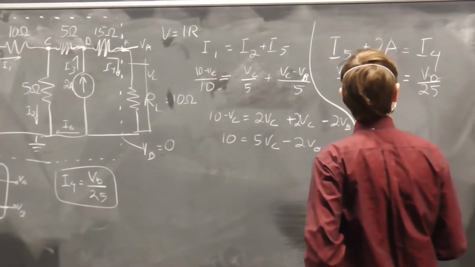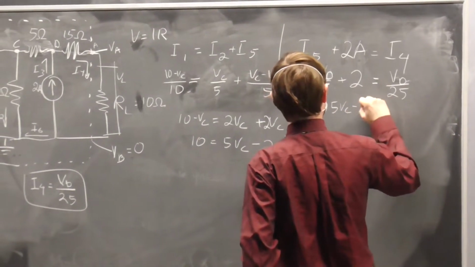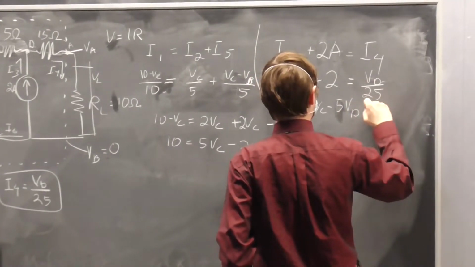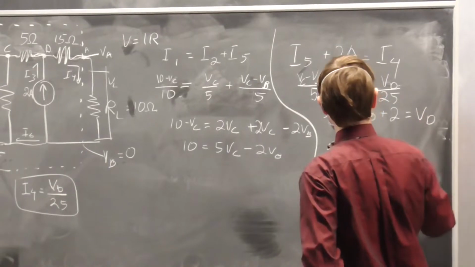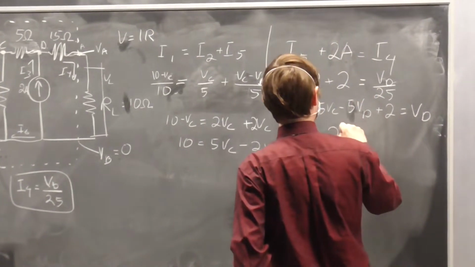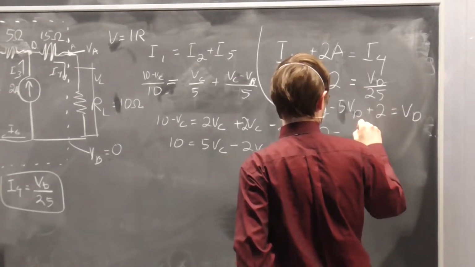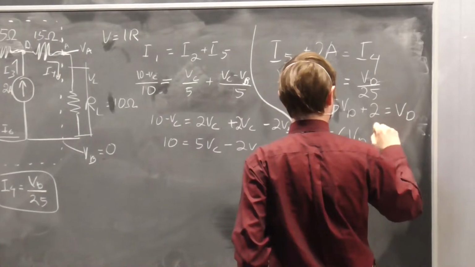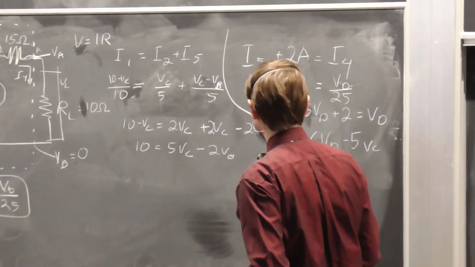Right? So 5VC minus 5VD plus 2 equals VD. So 2 is equal to 6VD minus 5VC. Solve the set of linear equations.